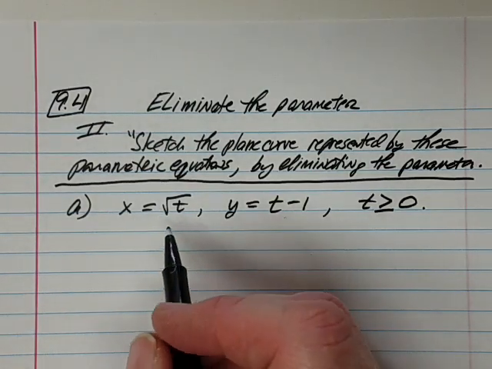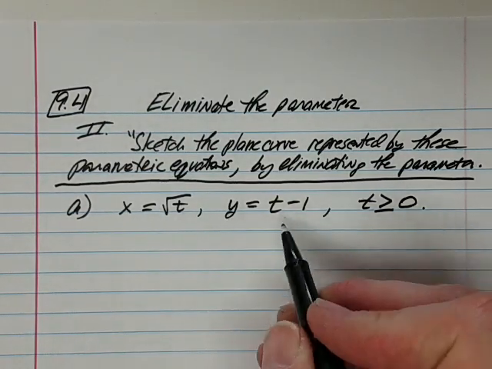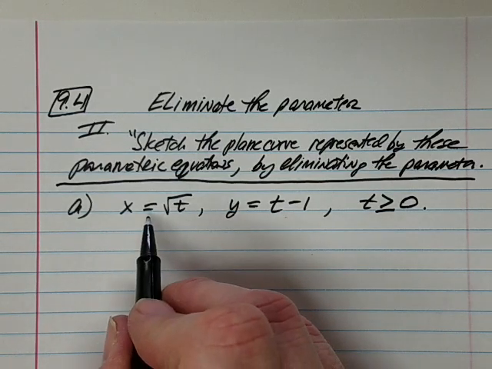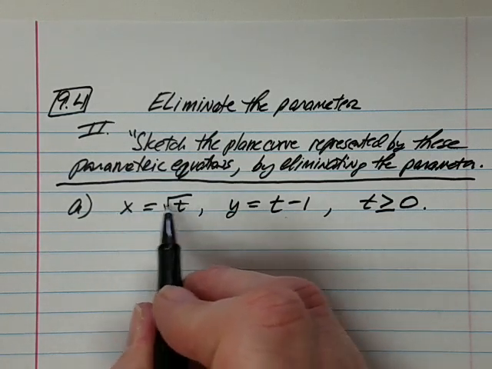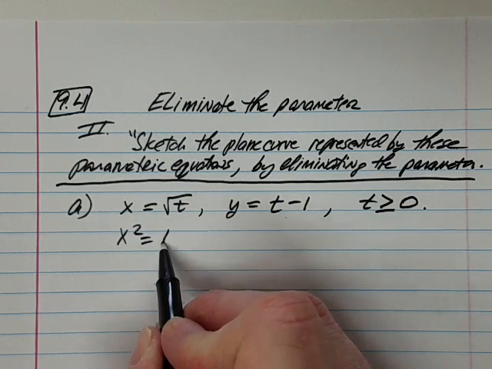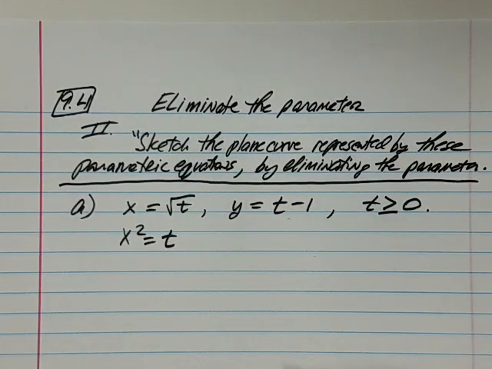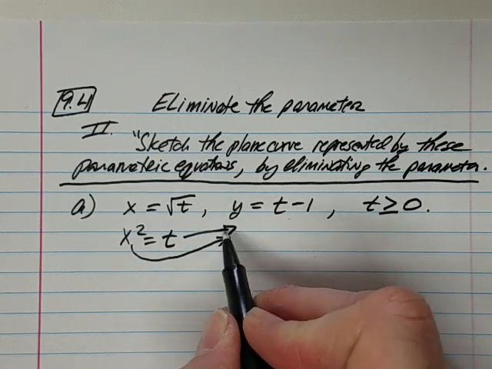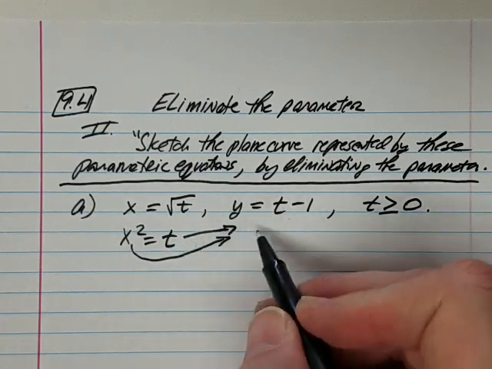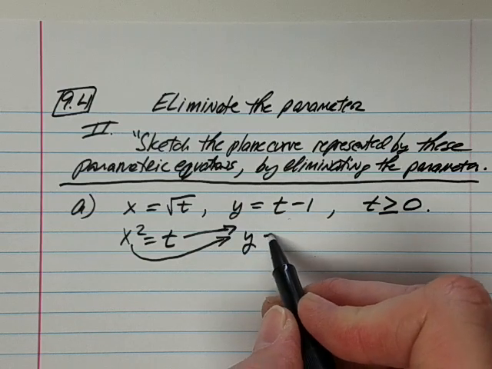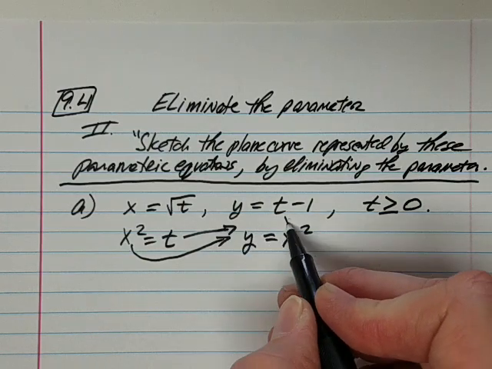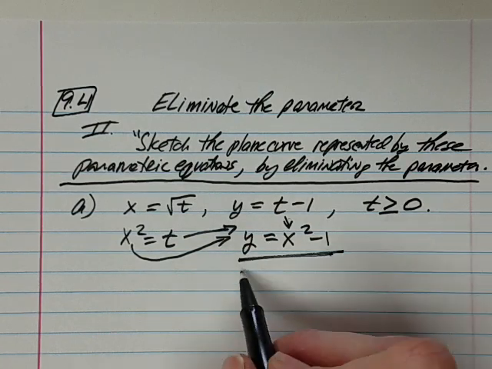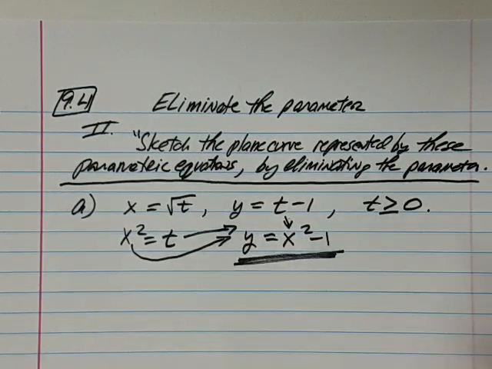So what I'm going to do is get t by itself so that I can put it into this equation. I'll use this one to do that, so I'm going to square both sides. I have it. I can now put this over here because this t and that t are the same. So I can then say y is equal to x squared minus 1. So I have now eliminated the parameter.